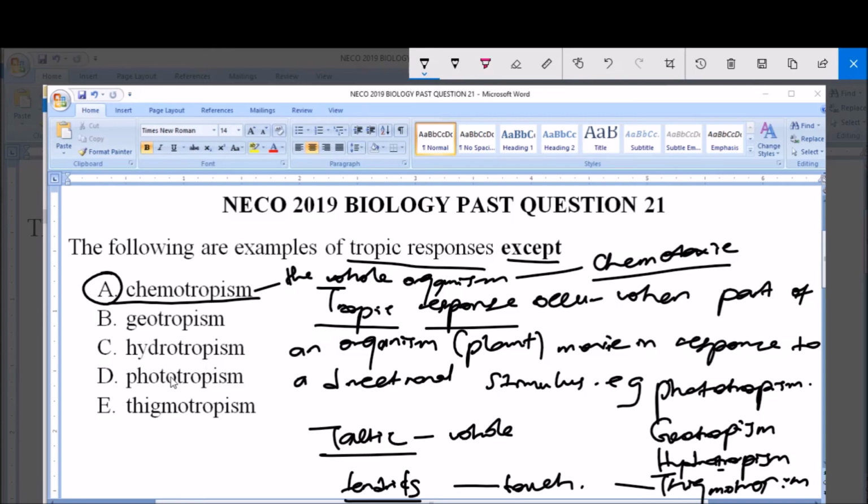Geotropism, hydrotropism, phototropism, and thigmotropism are all tropic responses except chemotropism. So this is the answer to this question.